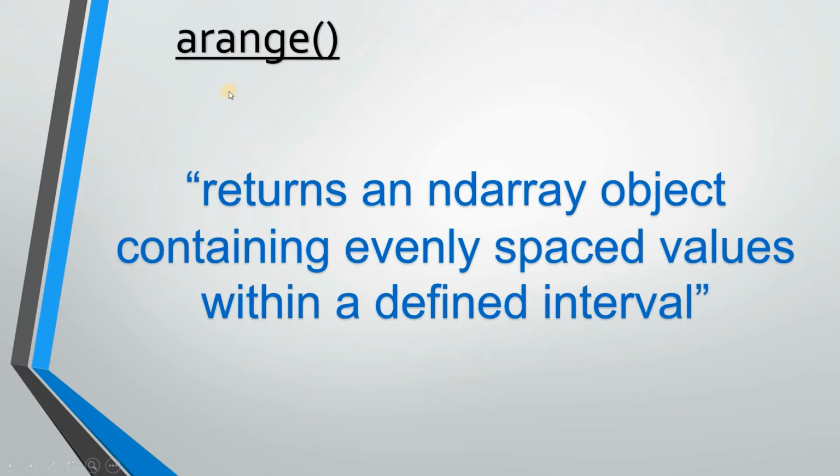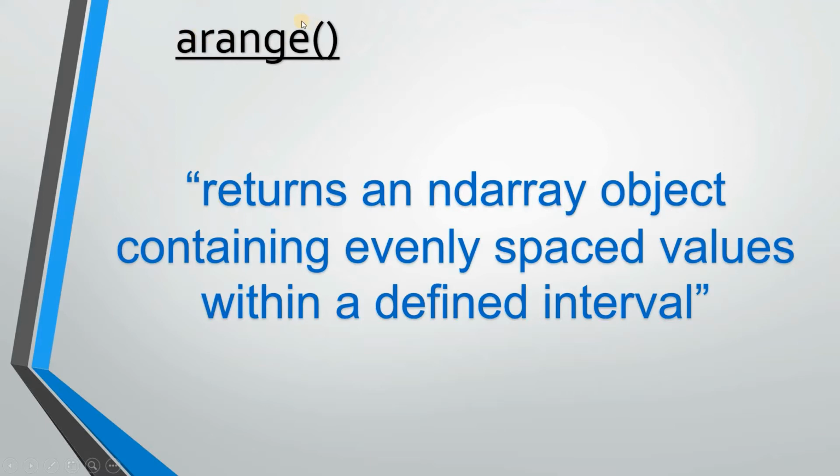So first of all, what does it do? It returns an n-dimensional array object. That array object contains evenly separated values within a defined interval. I know by reading it seems a bit complicated, but it is not. What this function does is we have to specify some range. That's why I'm calling it a range.